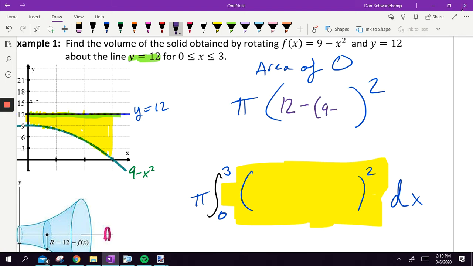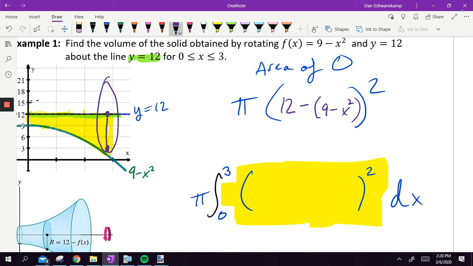Minus 9 minus x squared. He's got to throw that in parentheses. There's my setup. 12 minus 9 minus x squared. Everybody see what's happening there? Big line minus little line. If I drew my circle again like I had drawn, this is the radius from here until there.